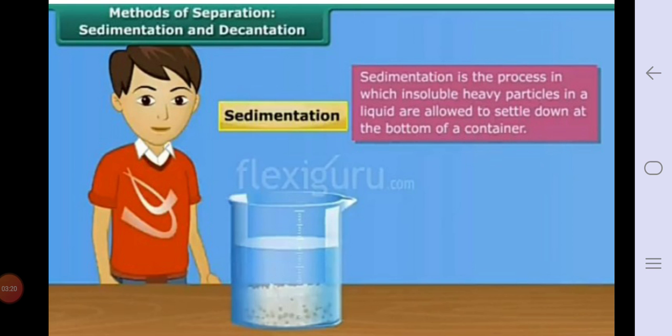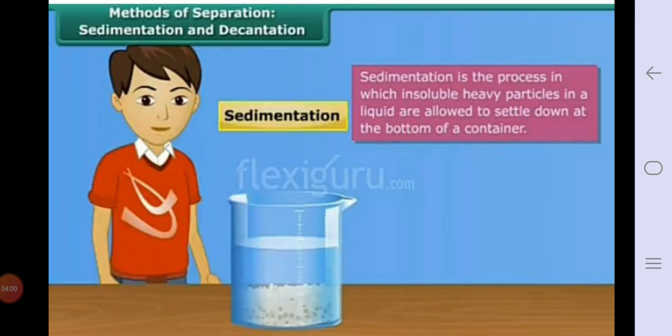We have studied these methods. Now what happens when it settles down? Sedimentation is the process in which insoluble heavy particles in a liquid are allowed to settle down at the bottom of a container. As we know, only heavy particles go and sink at the bottom. We have studied sinking and floating also. Which are heavier, they settle at the bottom, and which are lighter, they float on the water. So here the insoluble heavy particles settle down at the bottom. This process is called sedimentation.